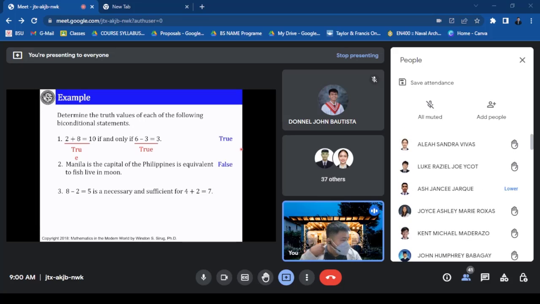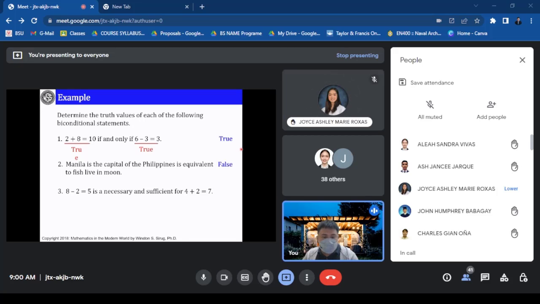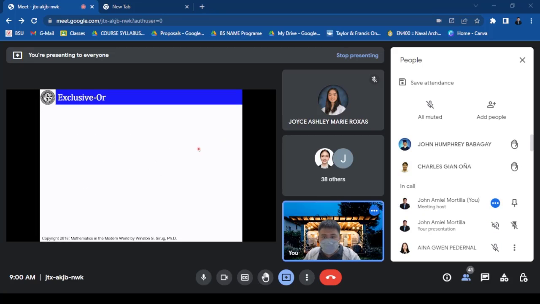So, number 3. Okay, Joyce, please answer number 3. True po. Because both statements are false po. Okay, so since both statements are false, the compound statement is true.